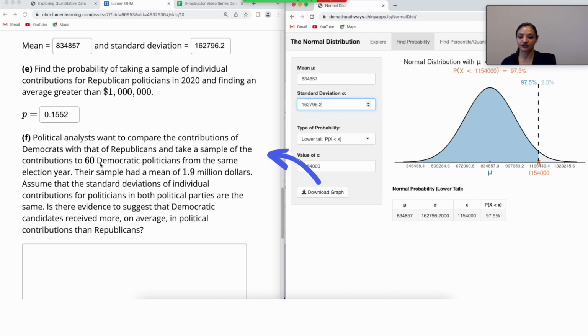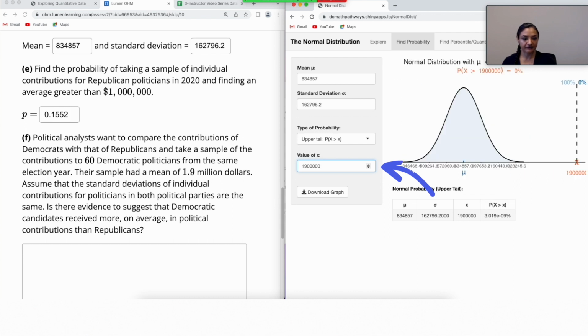Okay, now let's think about what we're trying to compare. They took this new sample for Democrats, and there they found that the average was $1.9 million. Now for the Republicans, the average was about 834,000. So it does seem very unlikely that there's going to be many people who are donating 1.9 million. Let's check that. So we're going to compute an upper tail. We want to know the proportion who donated over 1.9 million.